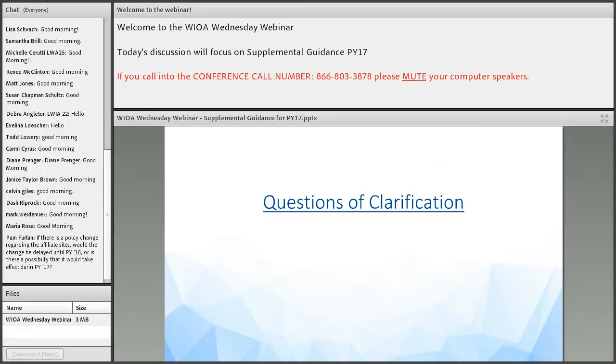The question is, if there is a policy change regarding the affiliate sites, would the change be delayed until PY18, or is there a possibility that it would take effect during PY17? Currently, the thinking is that the policy would be developed during PY17 and effective PY18, July 1, 2018. Of course, that could change if the federal government comes out and says you have to change this right now. Obviously, we would comply with that. But the thinking right now is that there would be no major policy change for this coming program year. It would take effect in program year 2018.